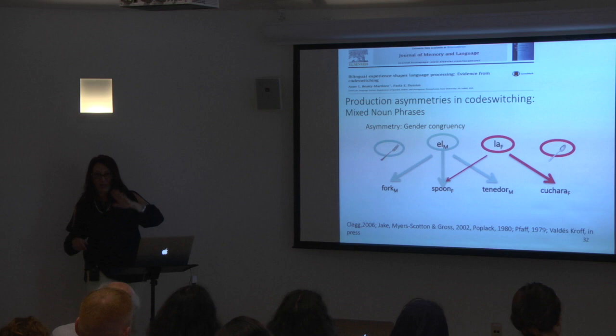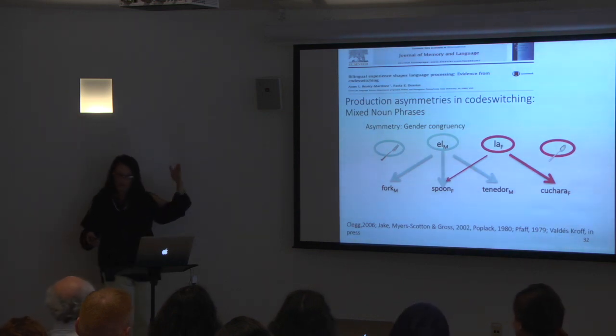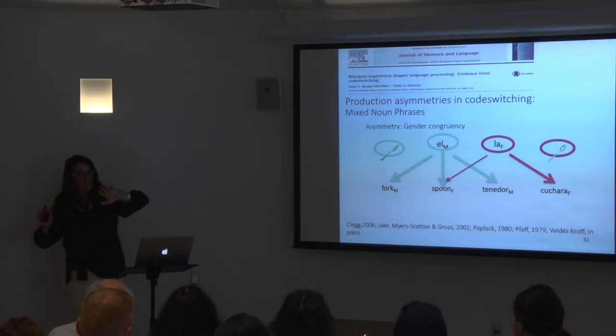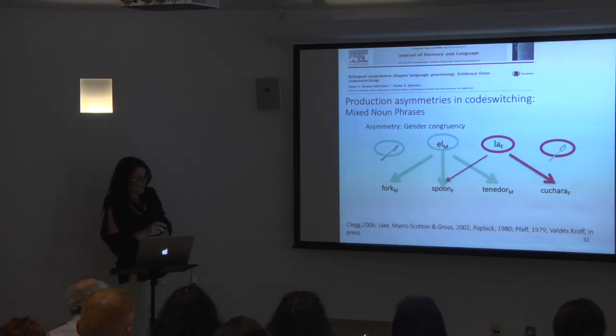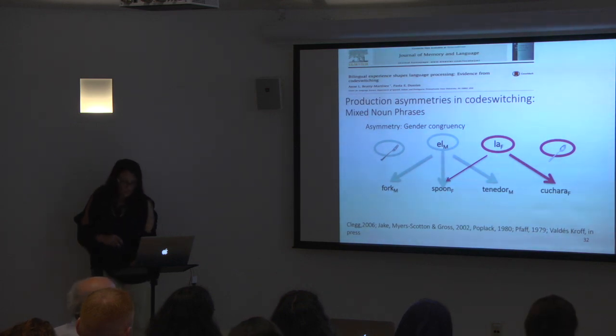where, just to remind you, the Spanish masculine article el can be used with English nouns whose Spanish translation equivalents are masculine or feminine, but la can only be used with translation equivalents that are feminine, which is illustrated right here. So el can be used with fork and spoon, and obviously with tenedor, which is the Spanish word, but la is used with the Spanish word, and to a lesser extent with spoon.